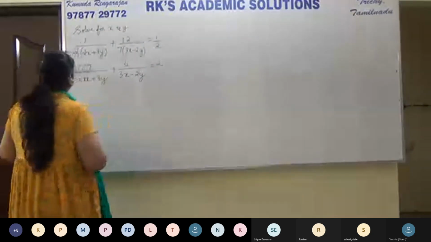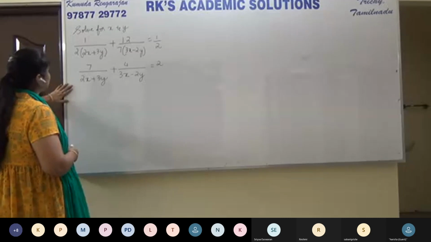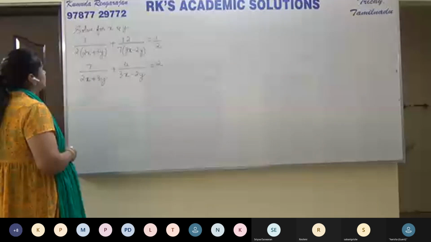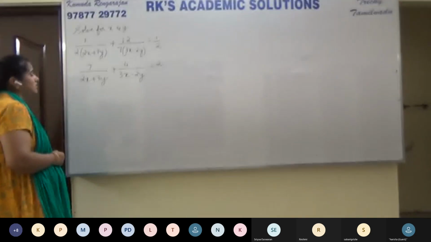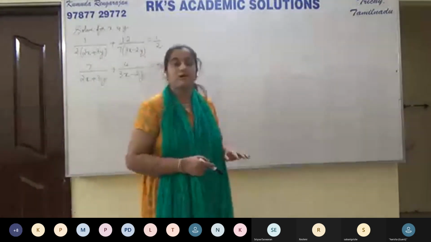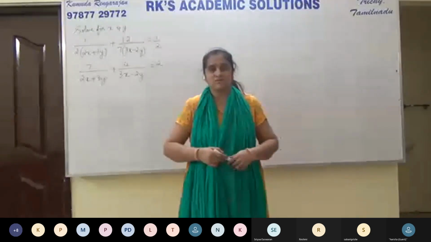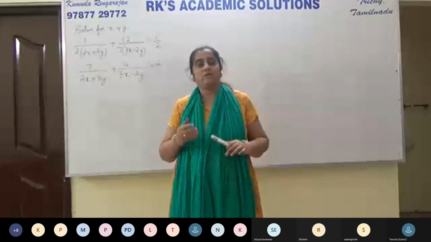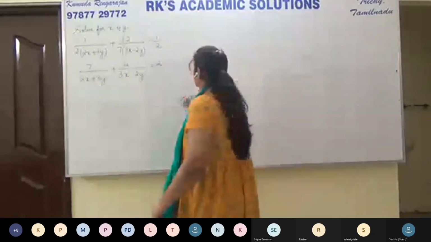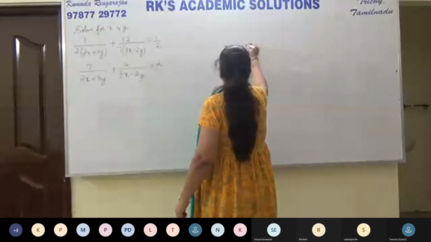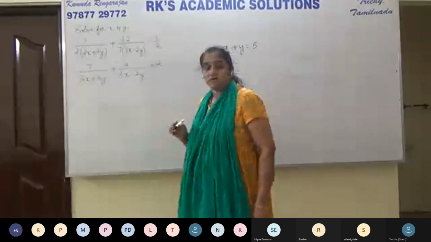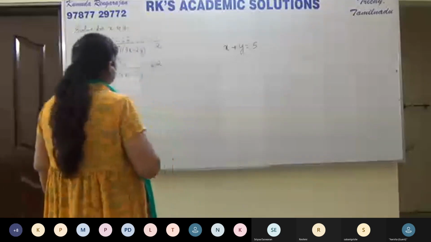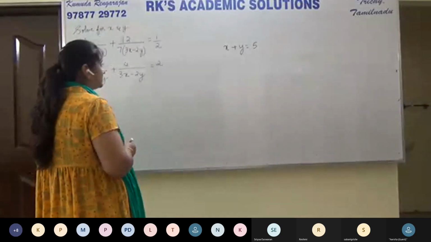All right. So now we have these two equations and we need to solve for x and y. When you look at these two equations, they are not linear equations. The equations have two variables x and y, but they're not linear. See here, x plus y is equal to 5 is a linear equation in two variables x and y.